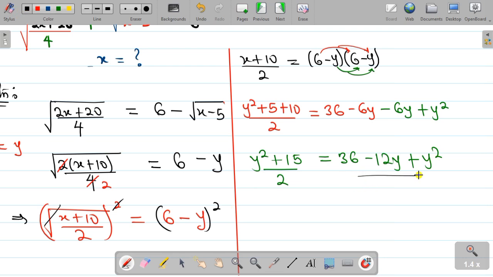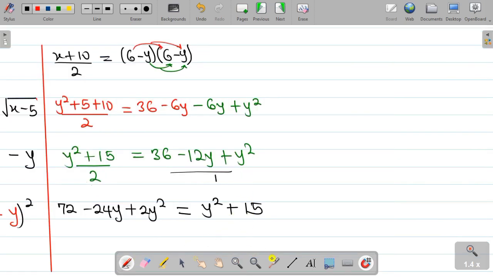Remember that this is over 1, so if I cross multiply, I'm going to have 2 multiply everything here. 2 times 36 is 72. 2 times minus 12y is minus 24y. 2 times y squared will give us 2y squared. And that is equal to, then on the right side, 1 multiplying this to give us the same thing, that's y squared plus 15.